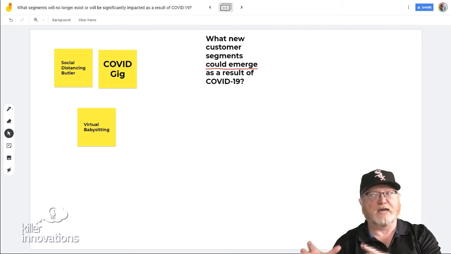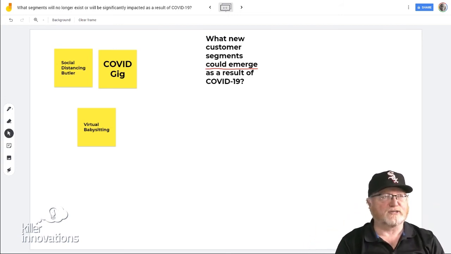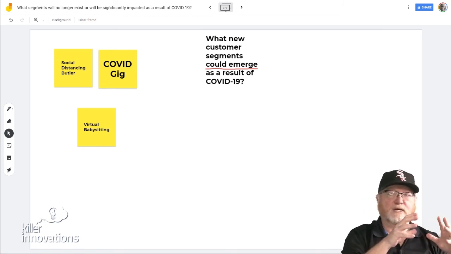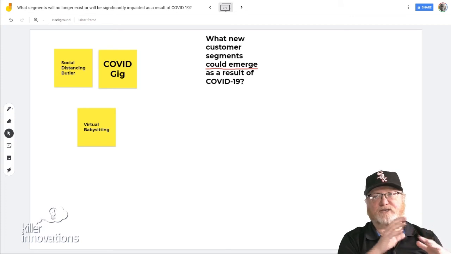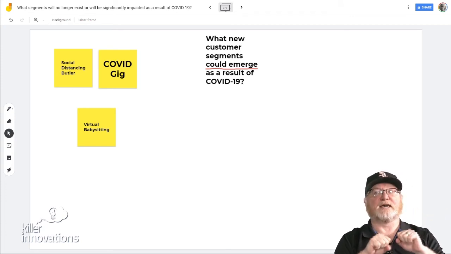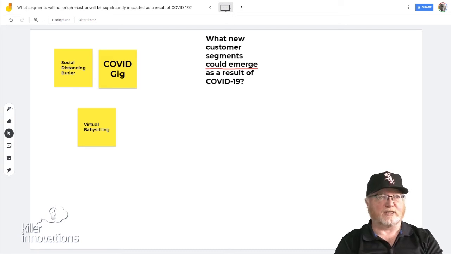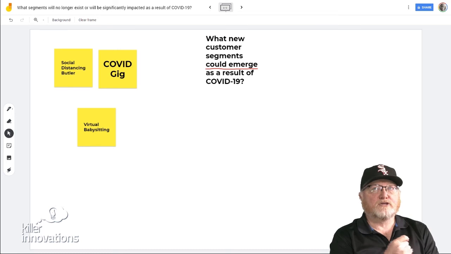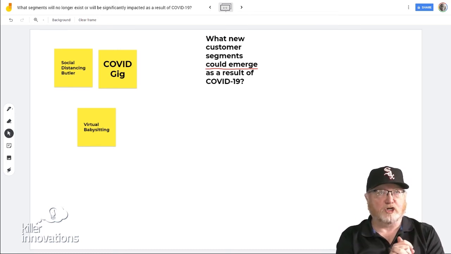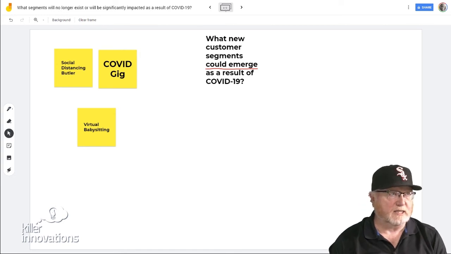We always talked about babysitting as being a critical service. I think finding ways, creating tools, creating best practices, lessons learned for virtual babysitting to kind of take the pressure off, as a result of what's being done with COVID-19. So what are some other ideas with regards to new customer segments that could emerge as a result of COVID-19?